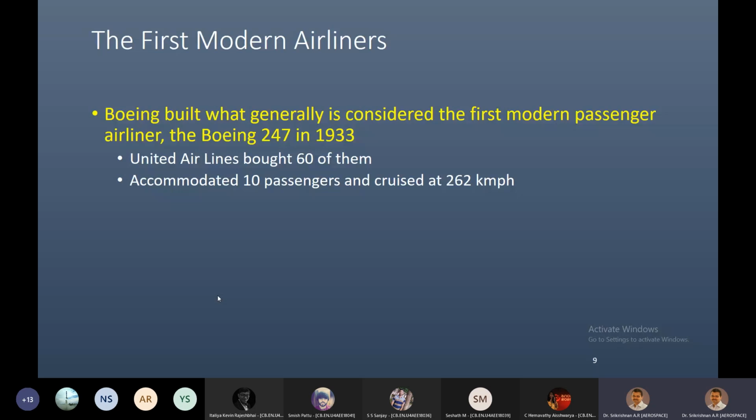And then trying to understand how to convert the technology from something purely focused on military applications to suit the requirements of civil aviation. The culmination of all these efforts was in the first half of 1933, and Boeing 247 is probably identified as the first passenger aircraft, which can be considered a commercial operation. It was a 10-seater, and the cruise speed is recorded as 262 kilometers per hour.